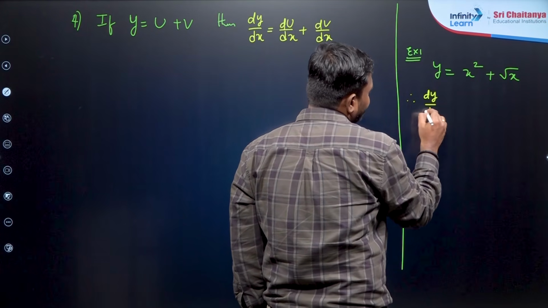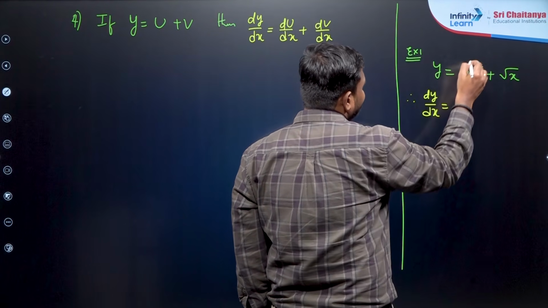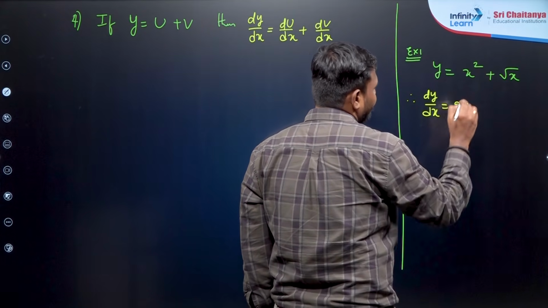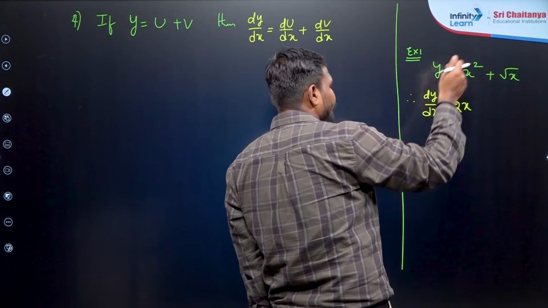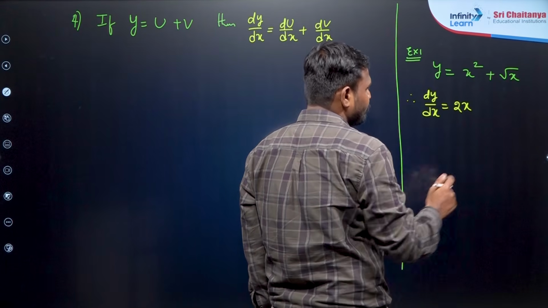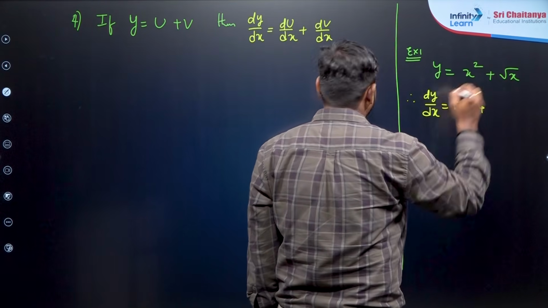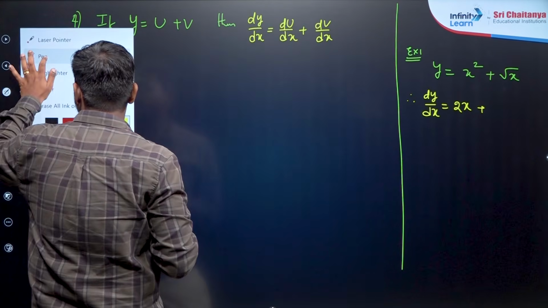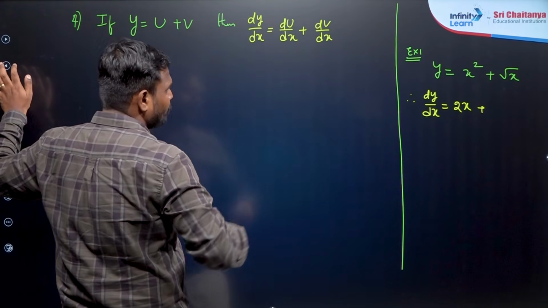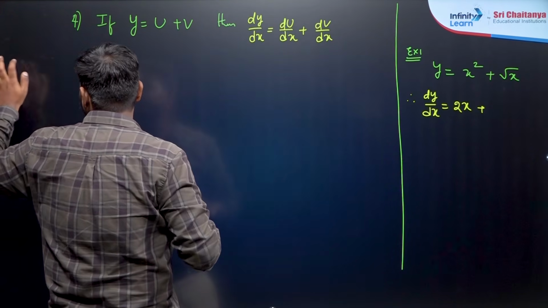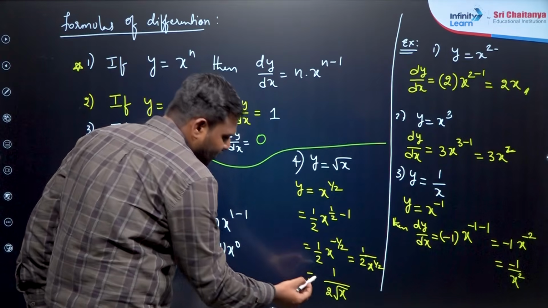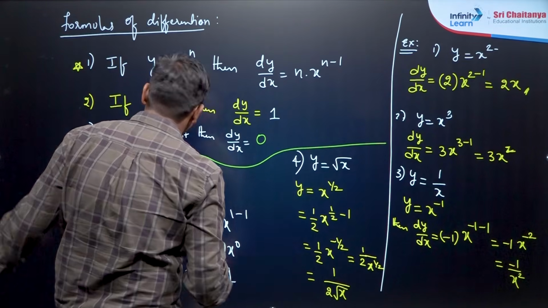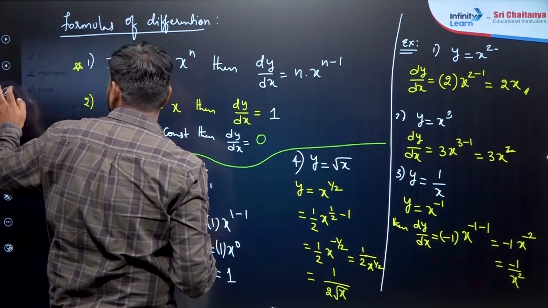So dy by dx is equal to, for x square, the power is 2. Multiply the power and subtract 1 from the power. The x square derivative is 2x. In the last slide also we have seen, plus root x. I hope you remember in the last slide what the root x derivative was. We multiply the power and subtract 1 from the power. 1 by 2 root x will come. If y is equal to root x, then the derivative is 1 by 2 root x.